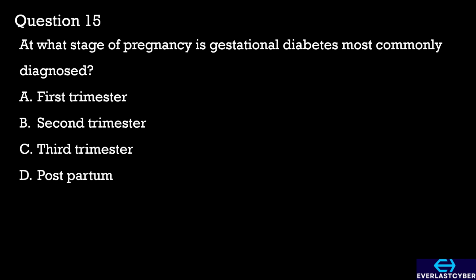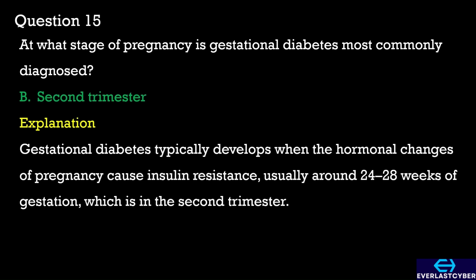First trimester is too early to check for this, and by the third trimester, you can just continue to manage it at this point. In postpartum, the gestational diabetes usually resolves itself after delivery, although some women remain at higher risk for type 2 diabetes. So, this diagnosis is usually done in the second trimester, and that is option B.